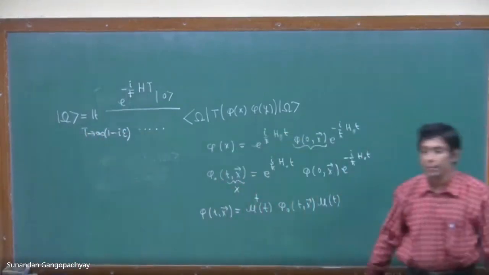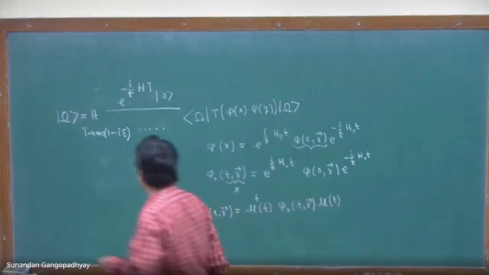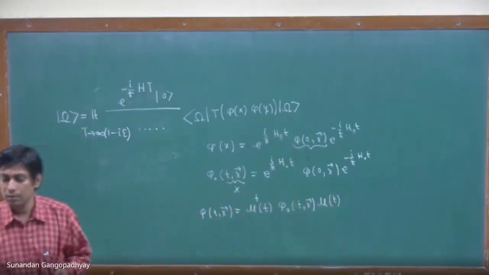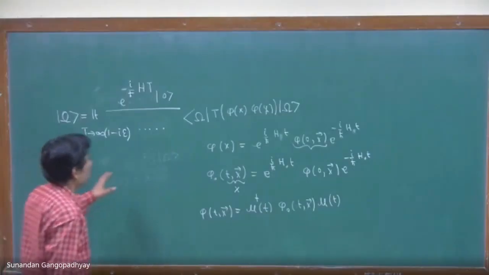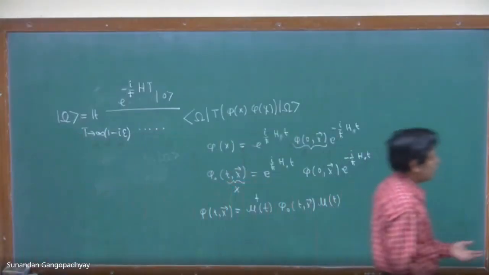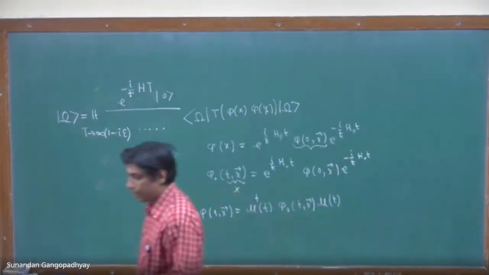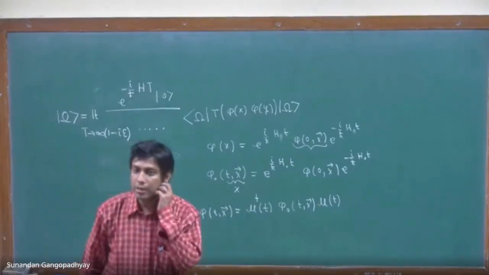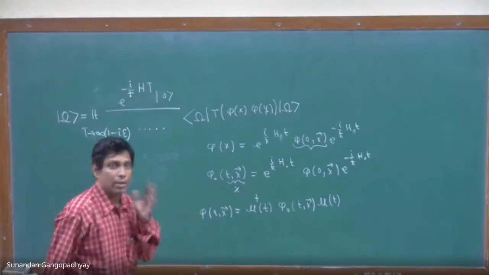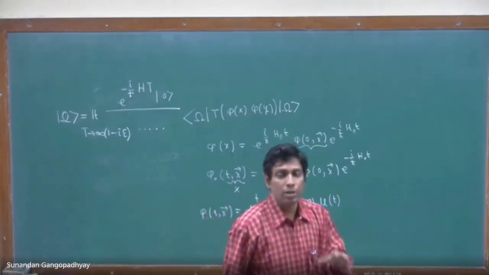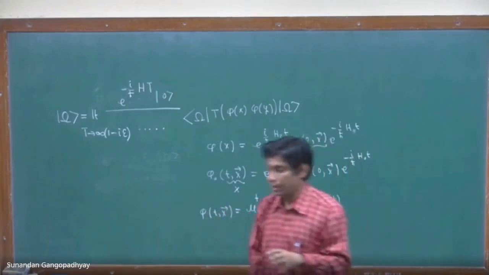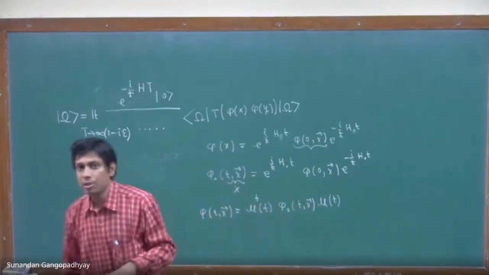And Shom was asking that, Shom, are you here? Yes, sir. Okay, you were asking that how can there be an inner product between these two, because H has a Hilbert space and H naught has a different Hilbert space. But the point is that both these Hilbert spaces are infinite dimensional, right? These are infinite dimensional Hilbert spaces.